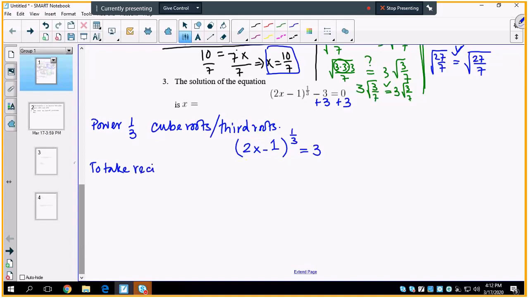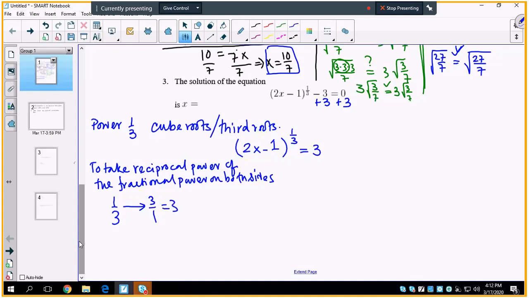So to take the reciprocal power of the fractional power on both sides, what do I mean by that? Your power is 1/3. Reciprocal means you flip that power, you get 3 over 1, which is 3. So you take a third power on both sides of the equation. So instead of squaring, now I'm going to say take the third power on both sides of the equation.